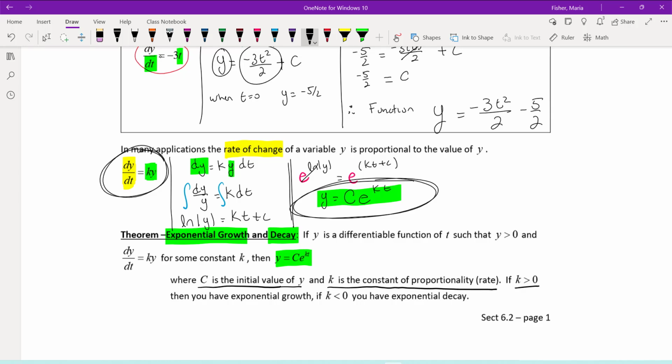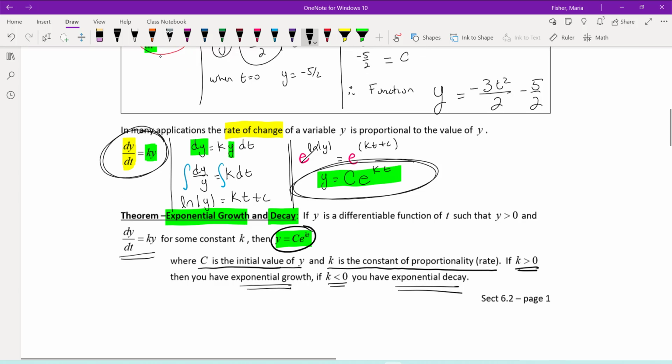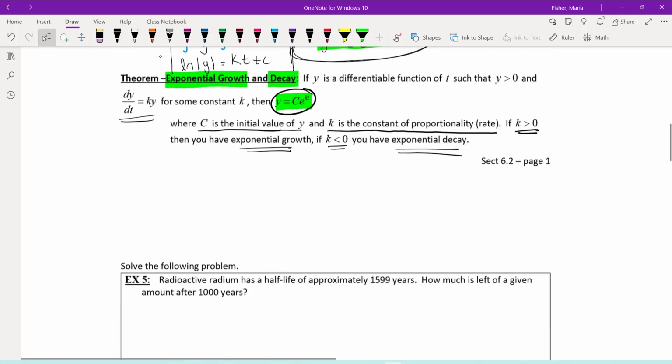If k is greater than 0, you have exponential growth. And if k is less than 0, you have exponential decay. So the formula for exponential growth or decay is y equals c e to the kt. Again, you're not going to be solving the differential equation to find it. You just need to know that that's the formula we use for exponential growth and decay. So let's look at the examples on the next page.